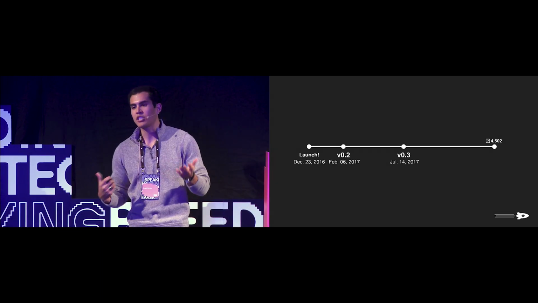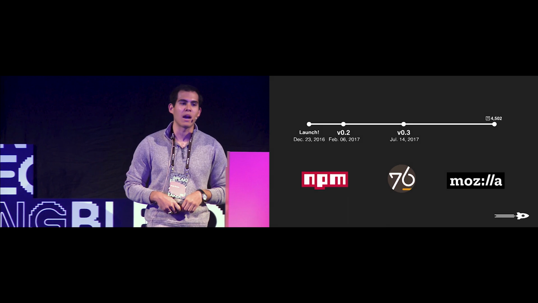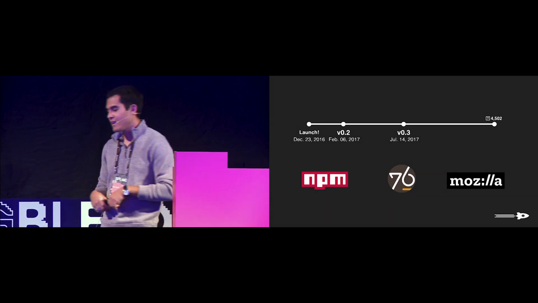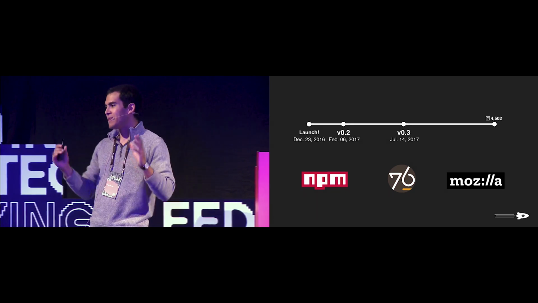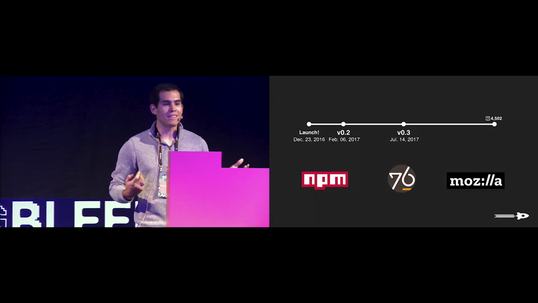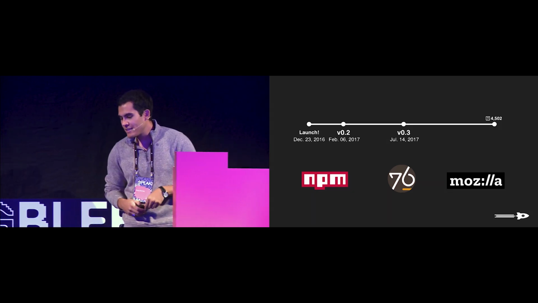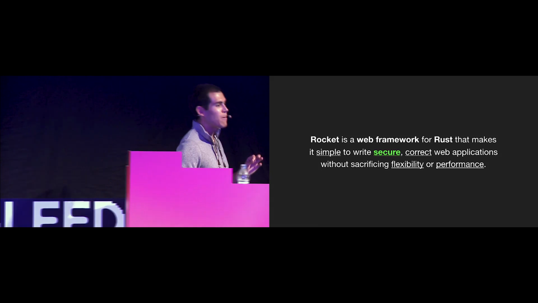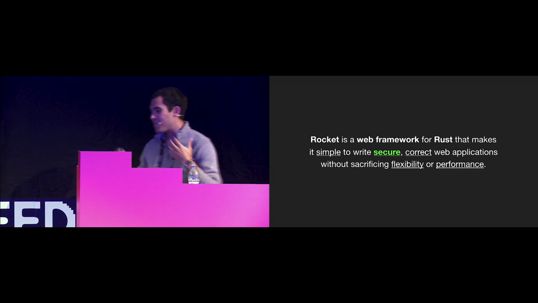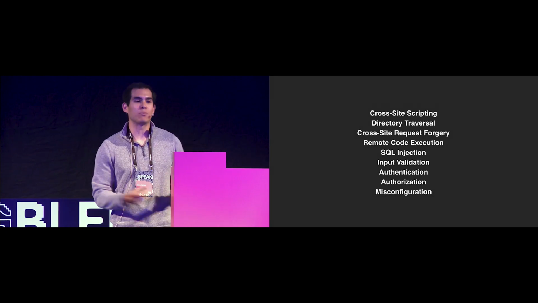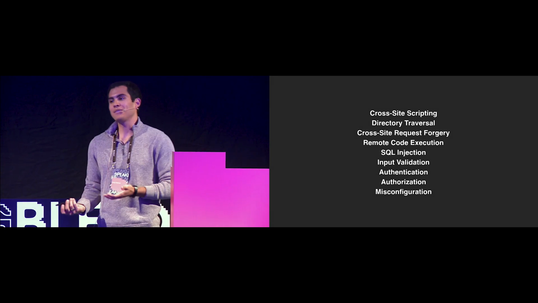We have some people using it in production. NPM is actually running services in Rocket in production. System76, laptop makers, are running stuff in production. Mozilla, I don't know what they're doing, but they have a bunch of things written in Rocket. I don't know if they're deploying them or not. But people are using this thing, so that's cool. And when I say secure, in particular, I want to be very clear about what I mean. And that's that we have all of these problems with the web, and we don't want these problems. And Rocket fixes the problems, ideally.